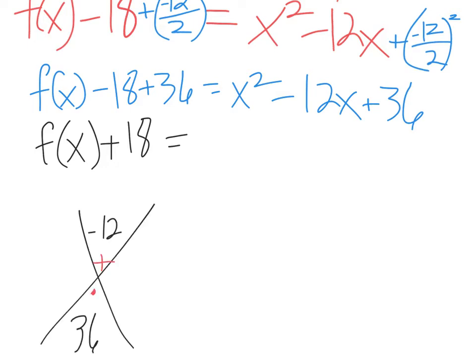What you're probably used to doing when you're factoring polynomials is looking at that last number and then looking at the middle number, and trying to think of what are the factors of 36 that add up to negative 12.